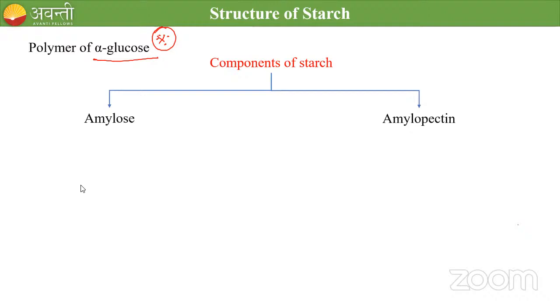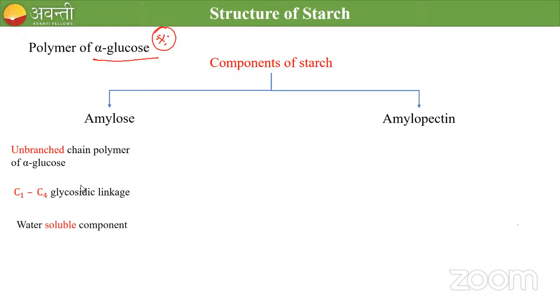I am going to discuss some very important points about amylose and amylopectin. Amylose is an unbranched chain polymer of alpha glucose. There will be the presence of carbon 1, carbon 4 glycosidic linkage in amylose. It is a water soluble component which constitutes about 15 to 20% of the starch. Only a minor portion of starch is composed of amylose.